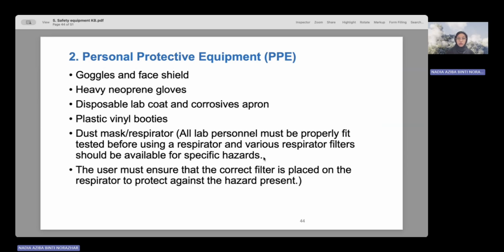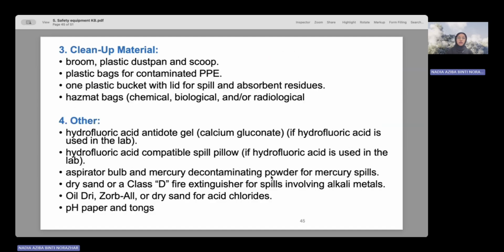The one that we discussed earlier with different color coding. The user must ensure that the correct filter is placed on the respirator to protect against the hazard present.